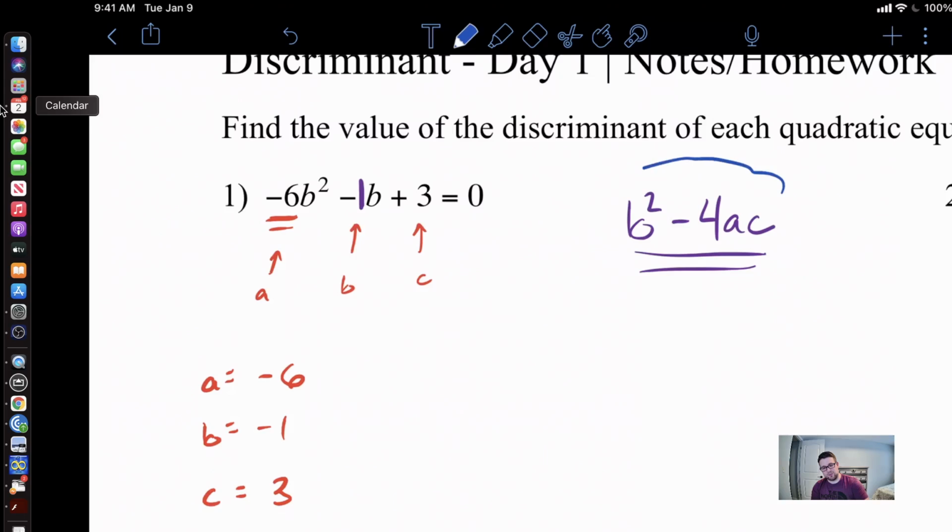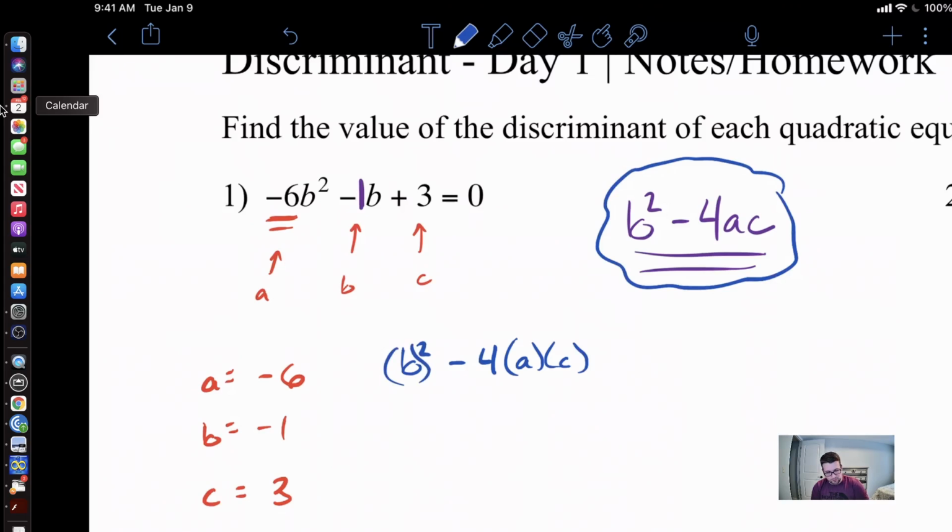So now we just want to grab our discriminant formula. So b squared minus 4ac. I like to put parentheses in there. Actually, I'm going to put parentheses on all of this stuff. Let's put parentheses on everything. All of the letters get a set of parentheses around them. Now, in this situation, since I know b is -1, inside the parentheses, I'm going to put -1. Now, a is -6. So inside the parentheses, I'm going to put -6. And c is 3. So inside the parentheses, I'm going to put 3.